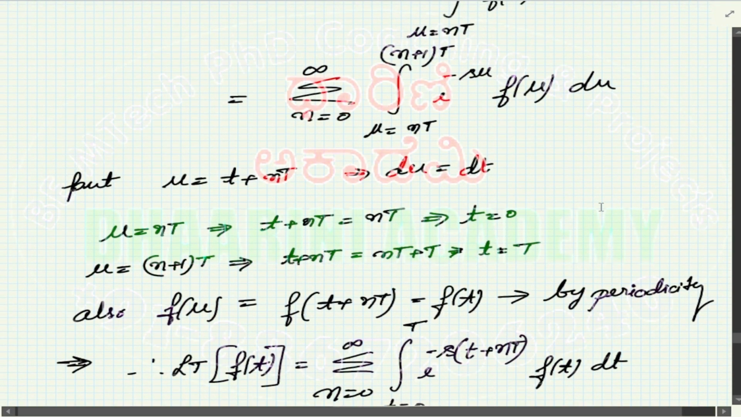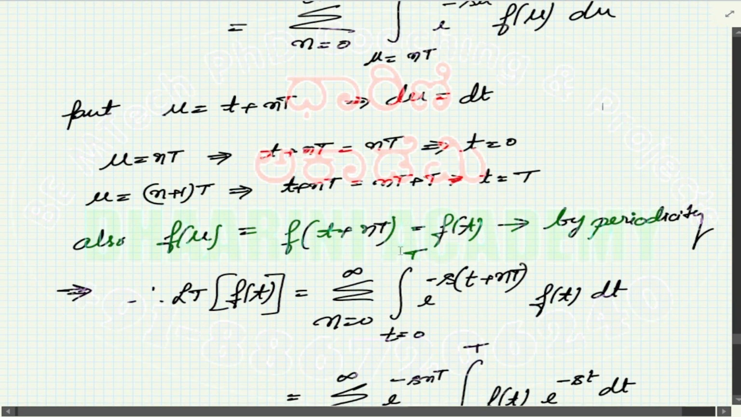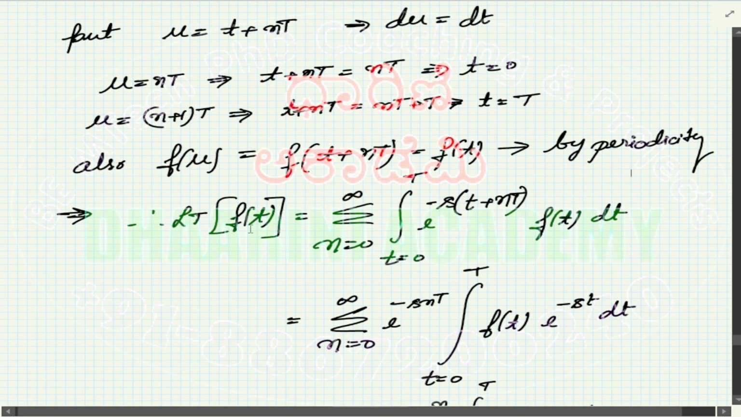Now we have f of u, that is f of t plus nT. F of t plus nT is f of t, right? Because it is periodic. So we use that property. F of u is directly replaced by this. So coming back, the Laplace transform of f of t is the summation, with the same integration with the updated limits, and the updated value for the function.